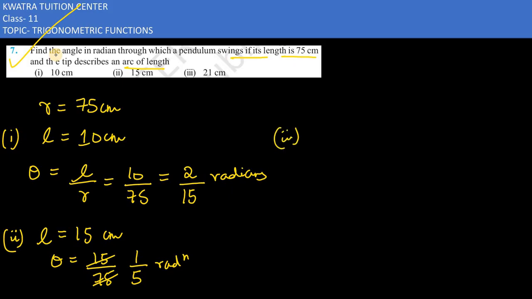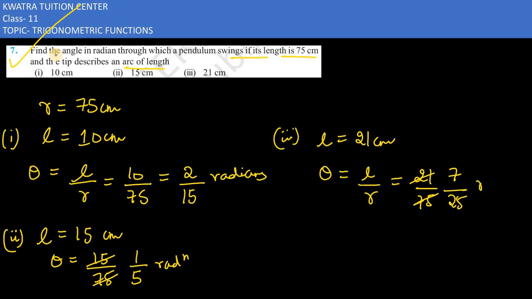Third situation is that L is 21 centimeter. तो हमारे पास यहाँ पे theta find out करना है. That would be L by R. 21 by 75 can be there. So this would be 7 by 25 radian.